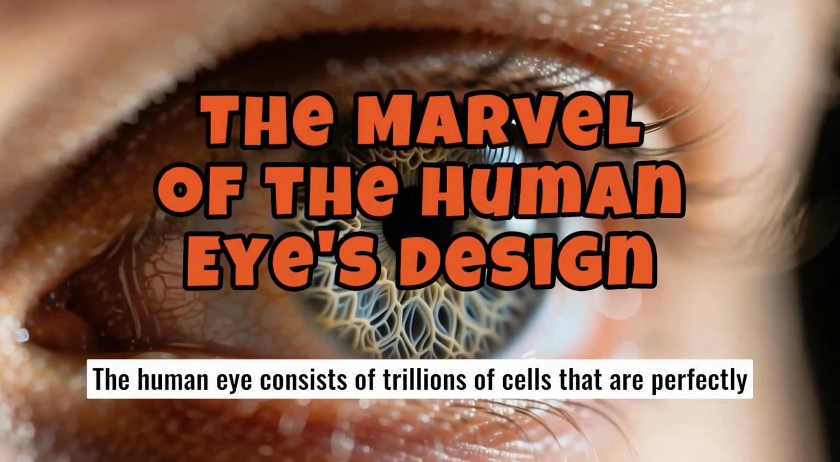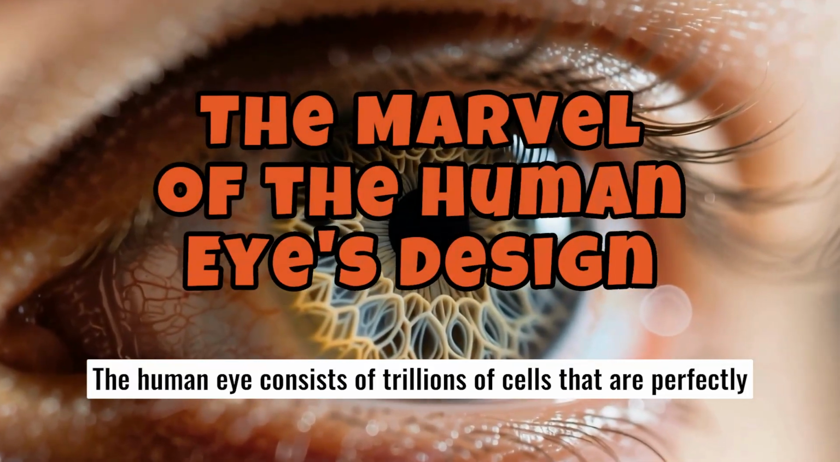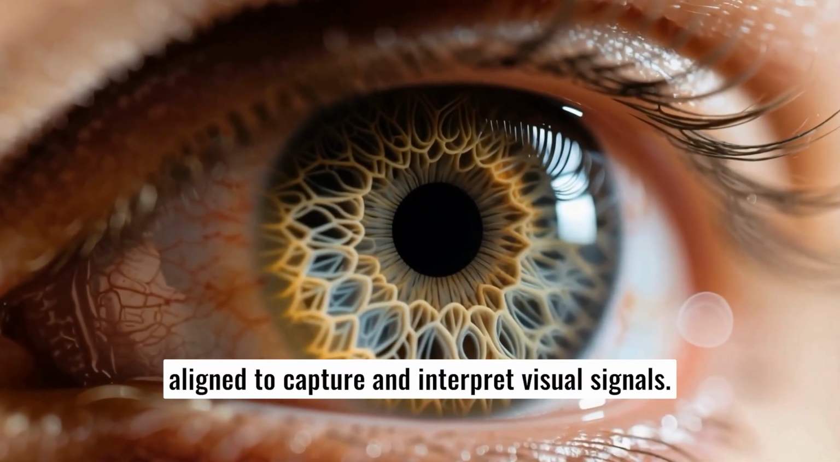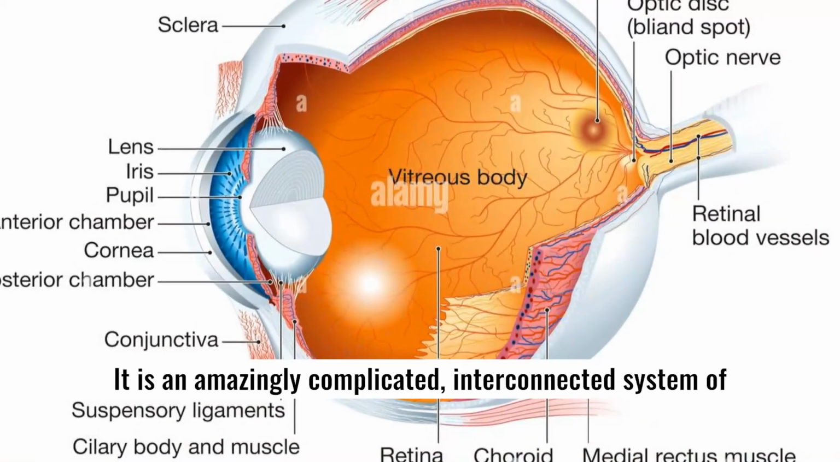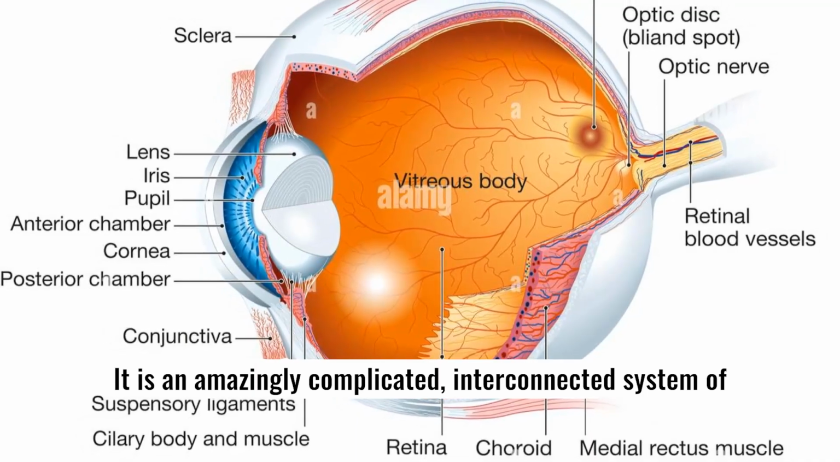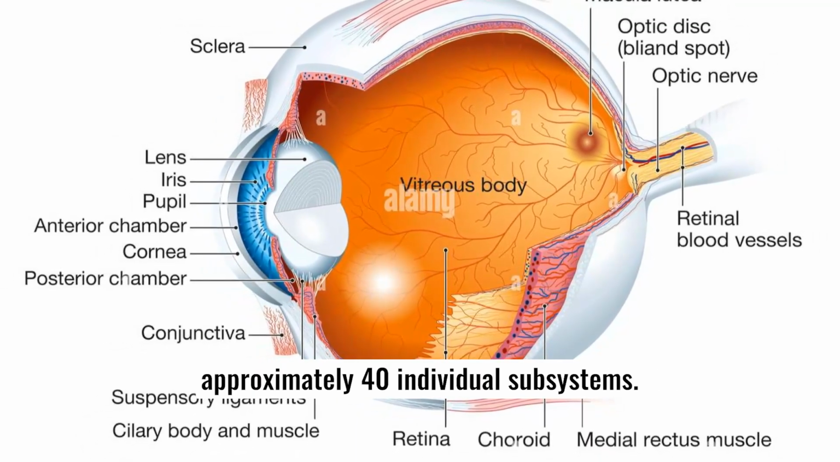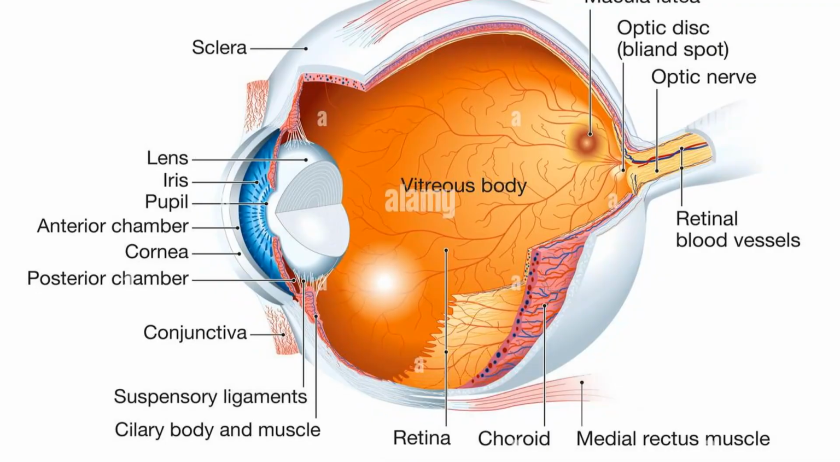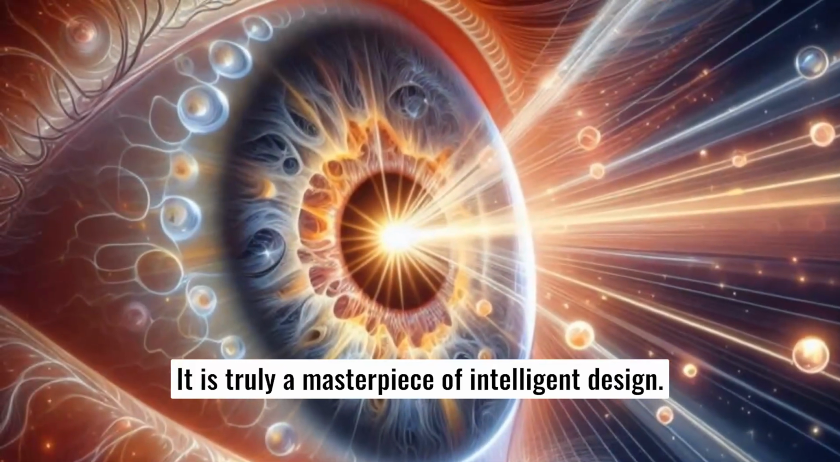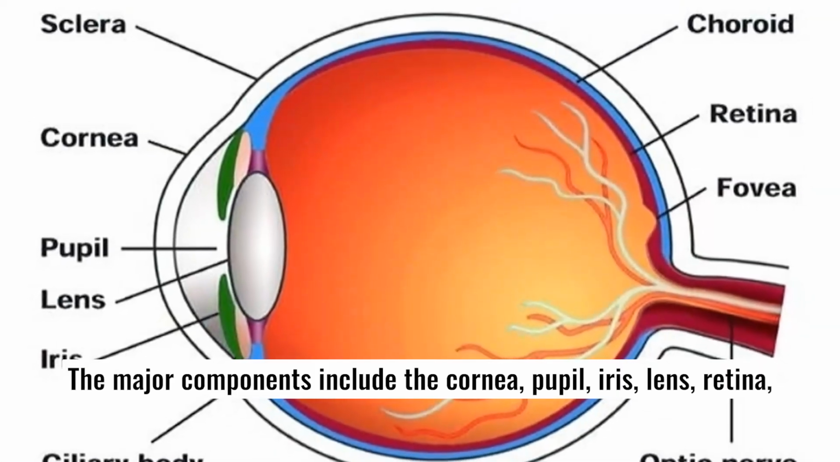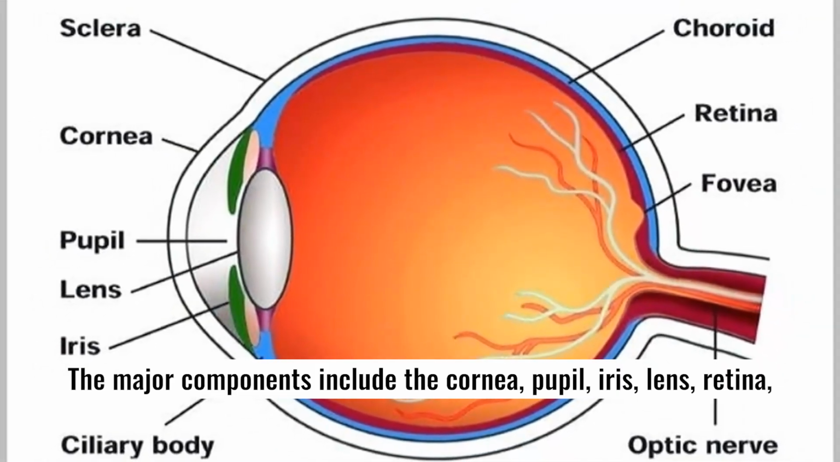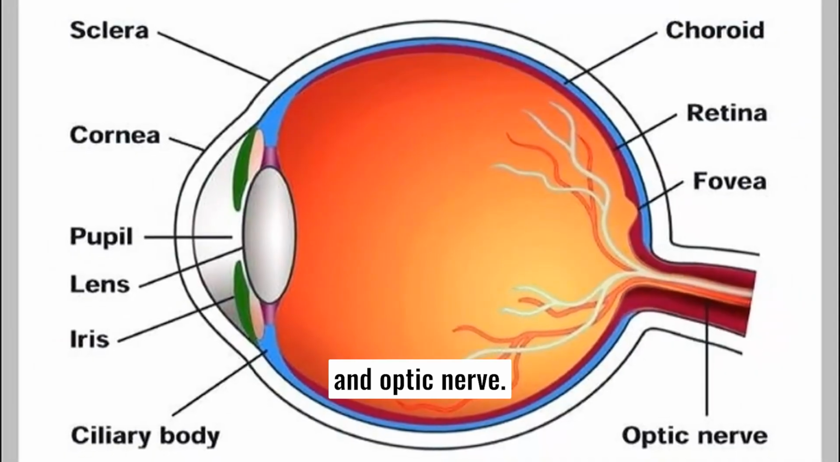The human eye consists of trillions of cells that are perfectly aligned to capture and interpret visual signals. It is an amazingly complicated, interconnected system of approximately 40 individual subsystems. It is truly a masterpiece of intelligent design. The major components include the cornea, pupil, iris, lens, retina, and optic nerve.